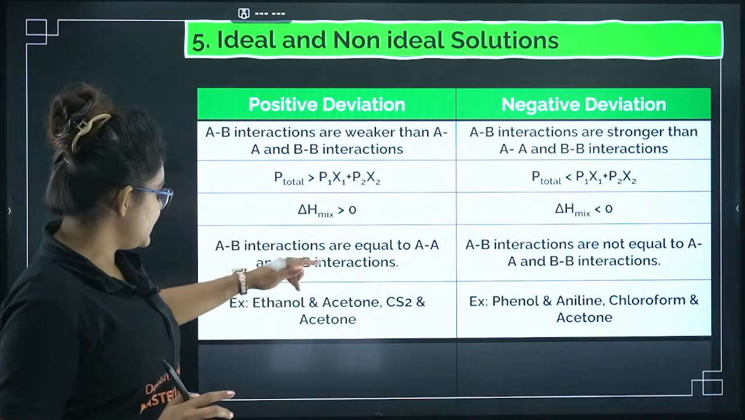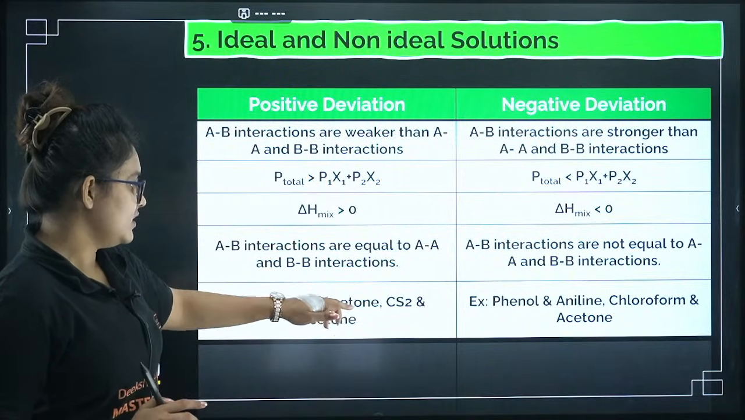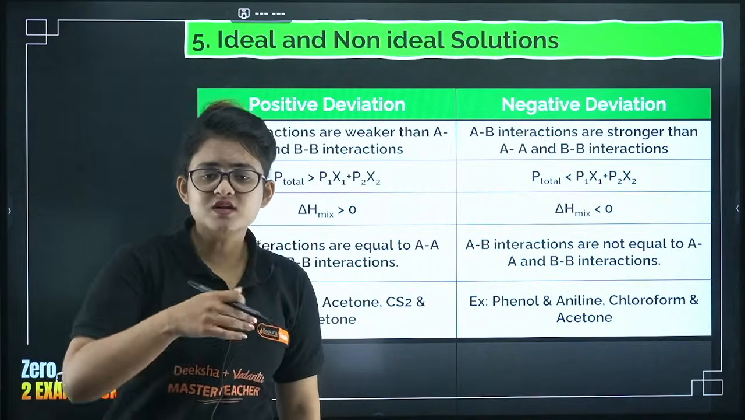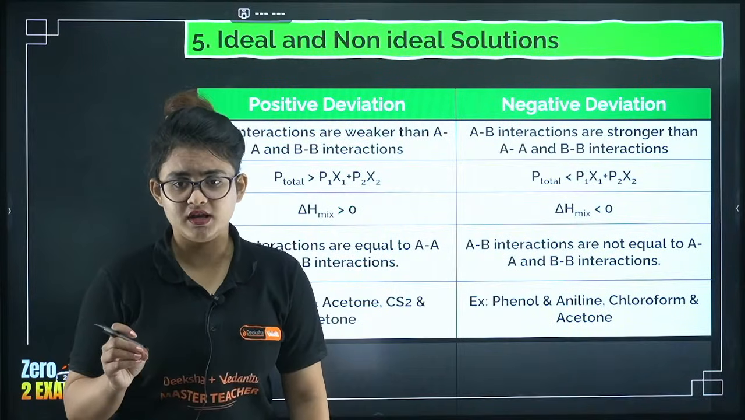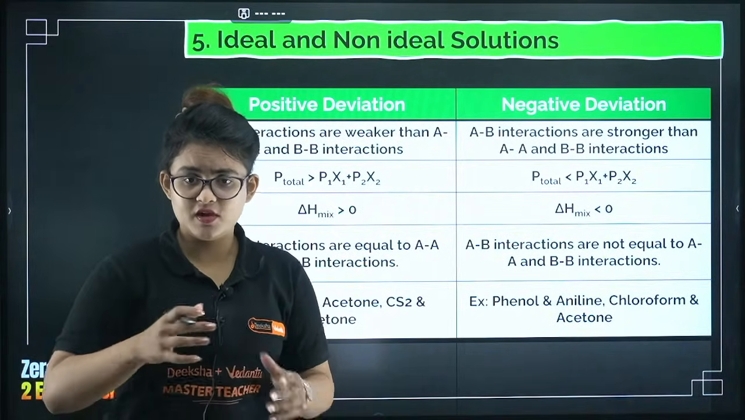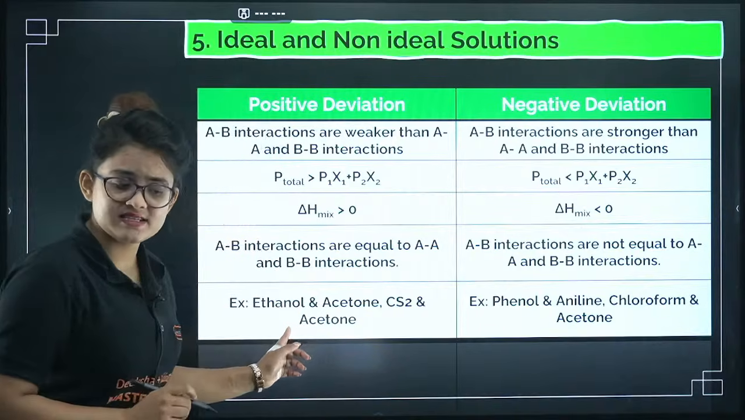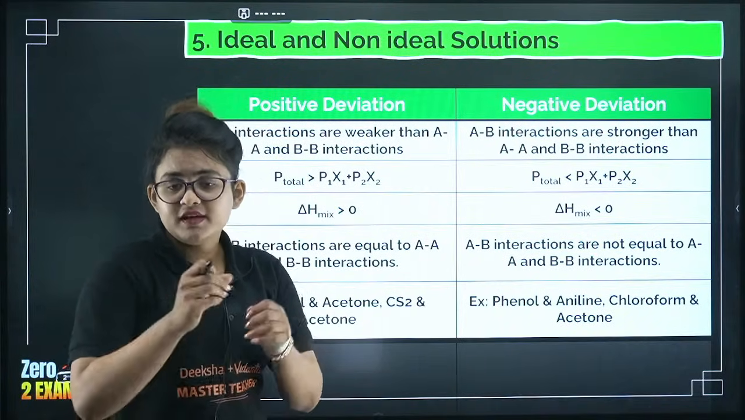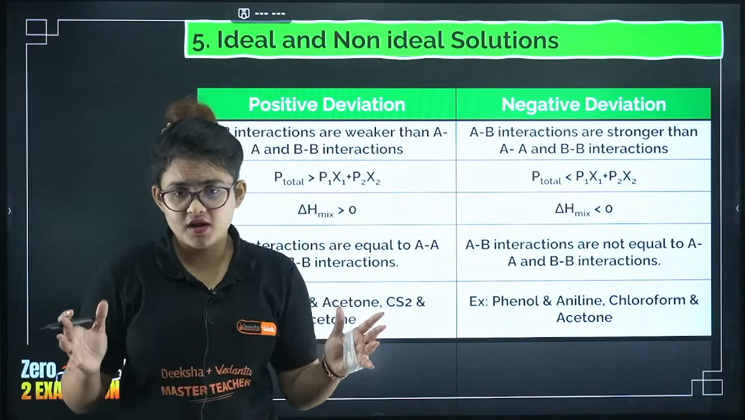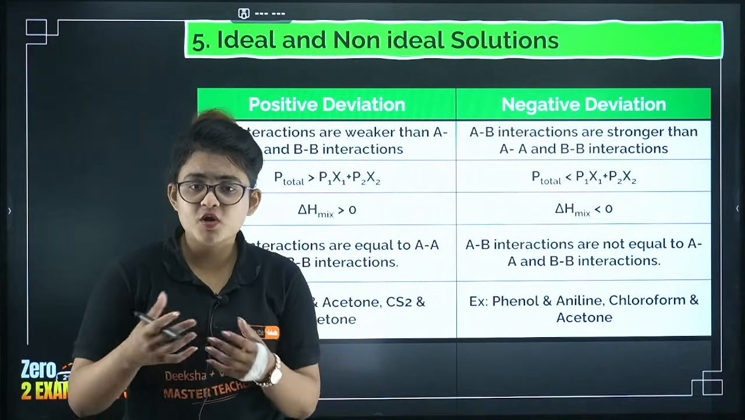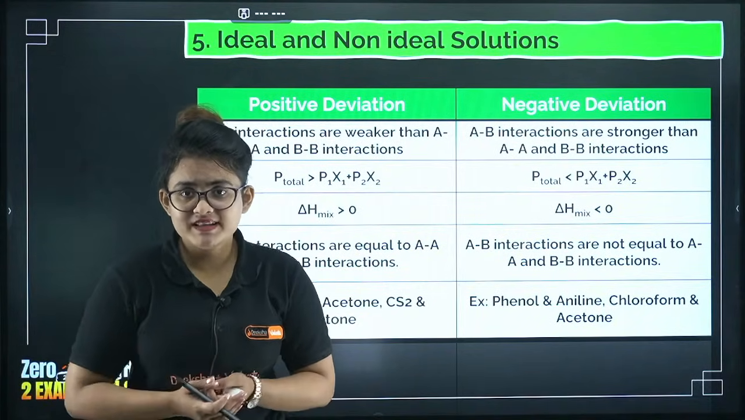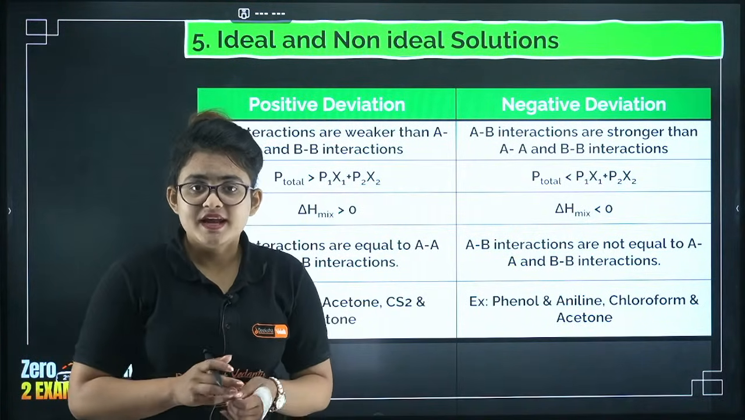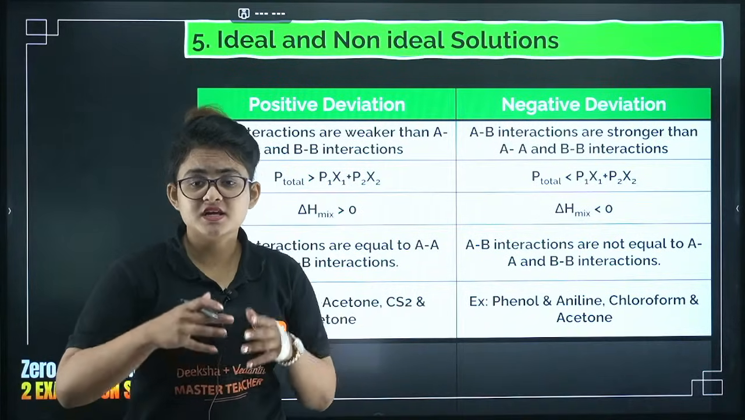Next, you can see the example, ethanol and acetone. Let me explain a little bit. Ethanol itself has very good hydrogen bonding, right? Let me take ethanol as A and acetone as B. Ethanol itself has very nice hydrogen bonding, and acetone is a polar molecule, so dipole interaction will be there, van der Waals interaction will be there, right? So AA and BB interactions are themselves so powerful.